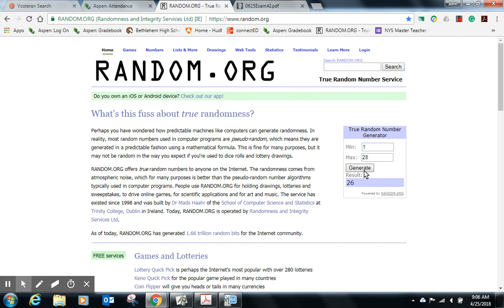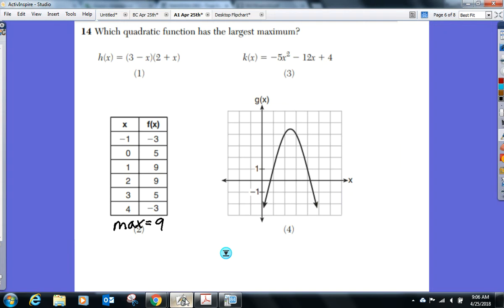What's the maximum for this graph in choice 4? And remember, when we say maximum, I'm looking for the y value, not the x value. About what? About 4.5. That's what I have too. Yep. But we know that's not going to be the answer, right? Because we're looking for the largest one. Now we get to choices 1 and 3.